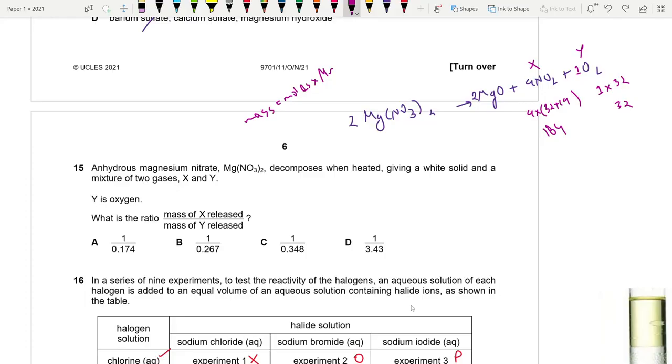Okay, so it's 184 by 32. I'm getting a value of 23 by 4 or 5.75. So basically we need to match these values with 5.75. Try 1 divided by 0.174. That gives us a value of 5.747 or 5.75. So A is the answer. Okay, so 15 is A.